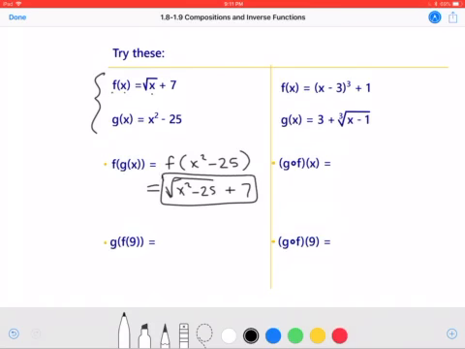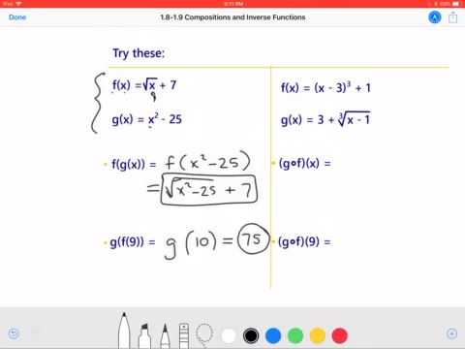So we've made a new function out of the composition of functions. We can do that too if we're just looking for a certain function value. This one is g of f of 9. Can you do f of 9 for me? f of 9 would be the square root of 9 plus 7. I think that's 10. And then g of 10, going to this function, would be 10 squared minus 25. Your answer would be 75.